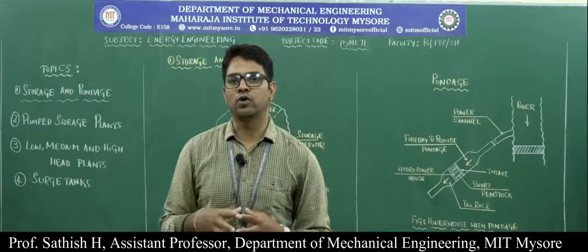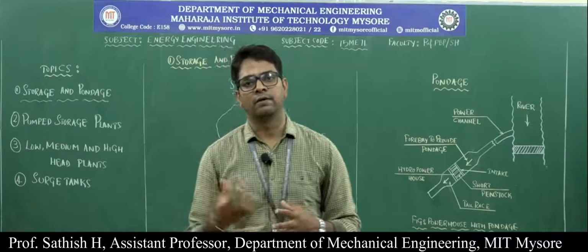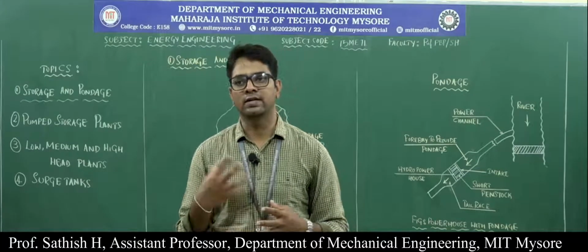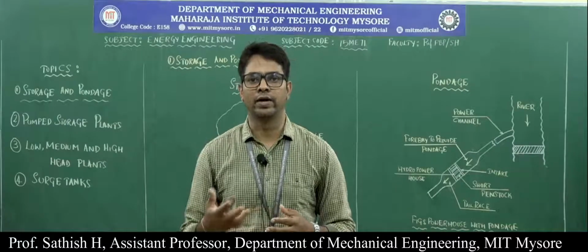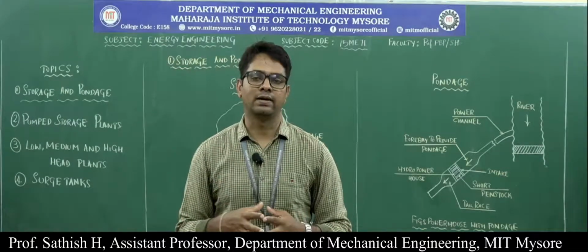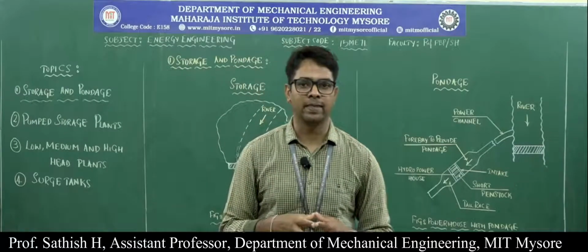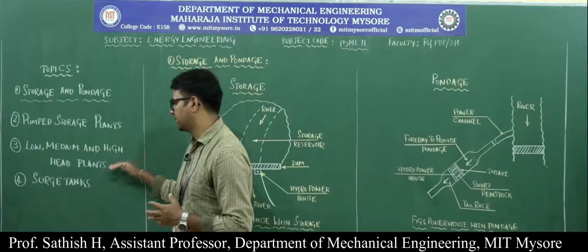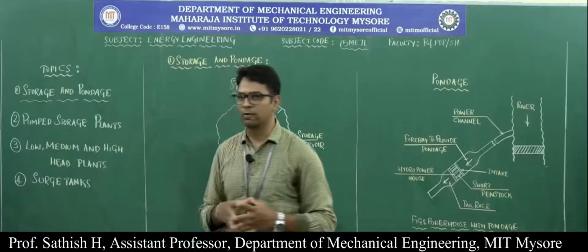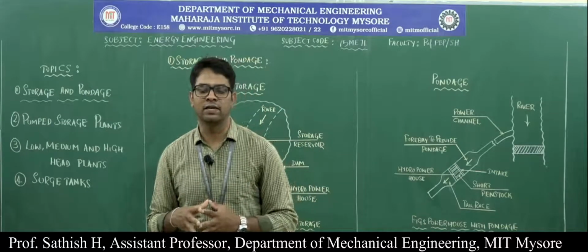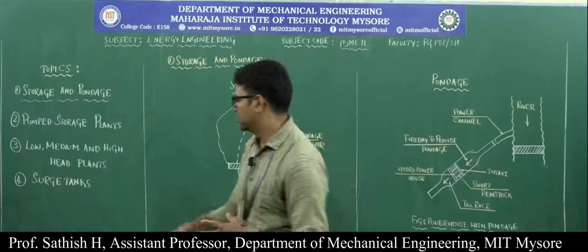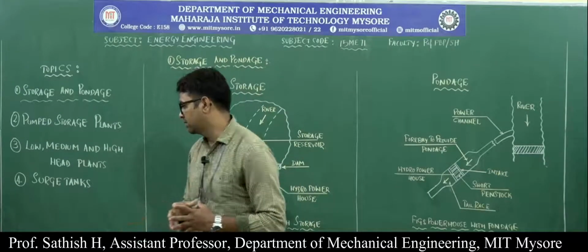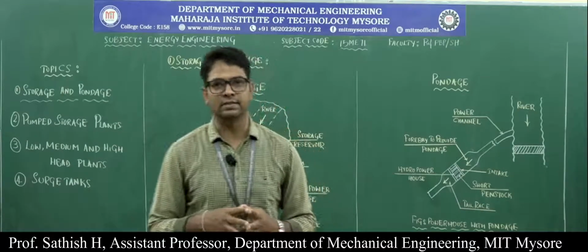And then one more important factor we are going to learn is what kind of turbines we can use for low head power plants, medium head power plants, and high head power plants. Those are the different topics we are going to discuss. Low, medium, and high head is basically a classification of hydroelectric power plants. The next topic we are going to discuss is surge tanks.